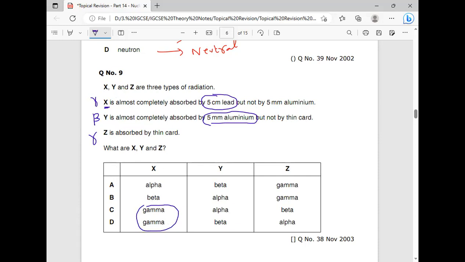Y represents beta. And obviously Z represents, sorry, it will be alpha. By mistake, it has been written gamma. So it will be alpha. And Z represents alpha. So which option is correct now? Option D is the correct answer.